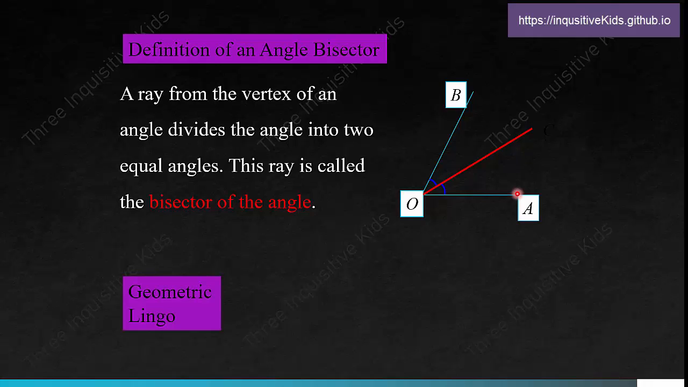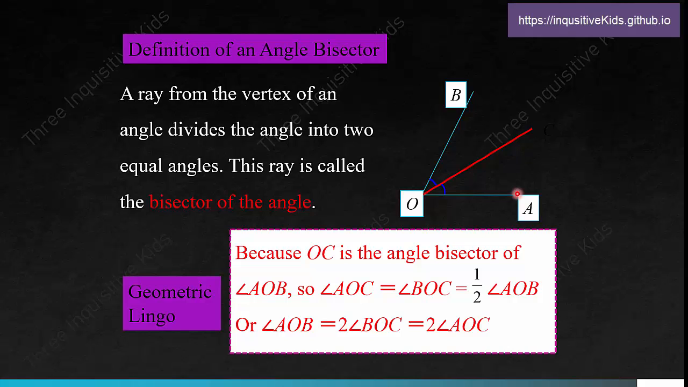So here's the geometric lingo, or the language of geometry. Because OC is an angle bisector of angle AOB, angle AOC is equal to angle BOC, which is equal to 1/2 of angle AOB. Or angle AOB is 2 times the angle BOC, which is equal to 2 times the angle AOC. Pause and think about this for a moment. You might want to jot these definitions down on your notepad.